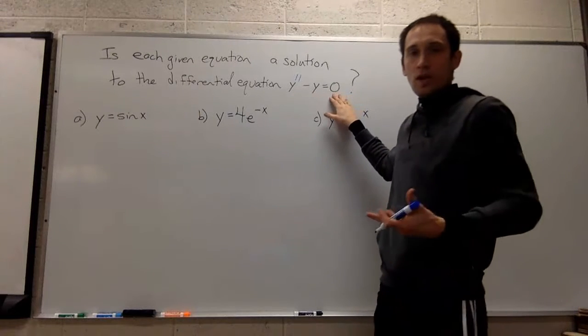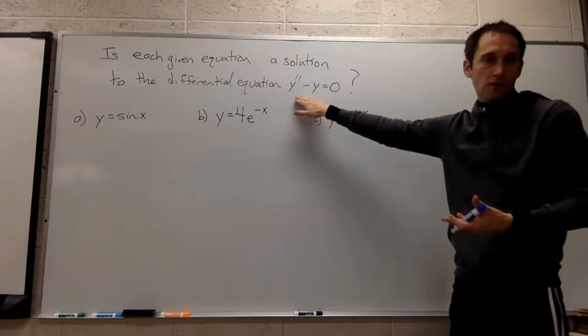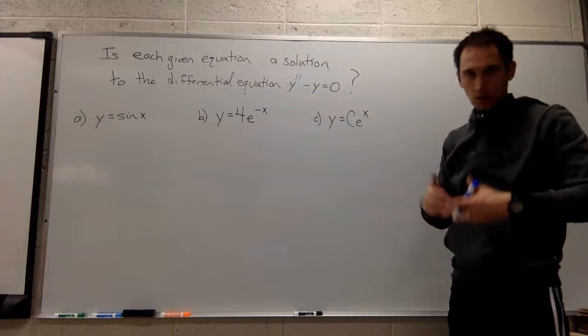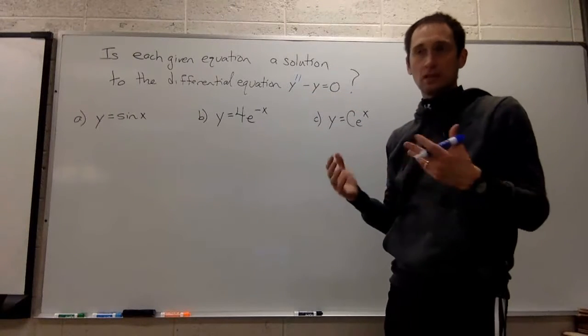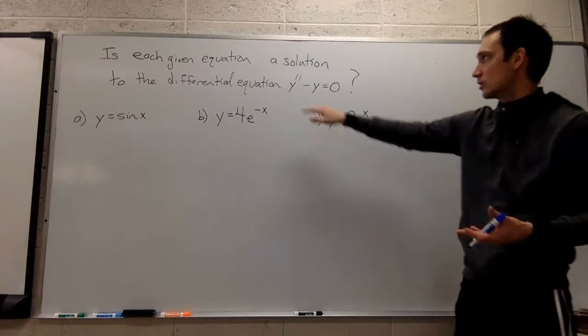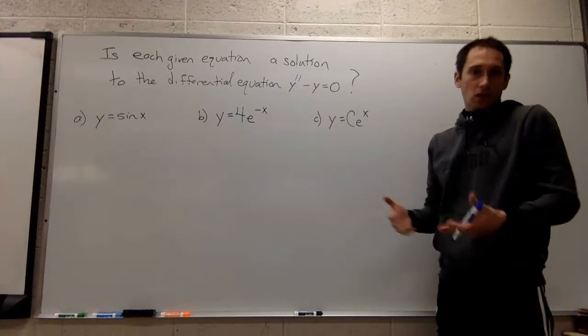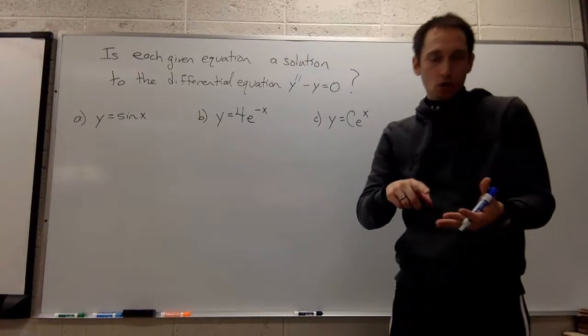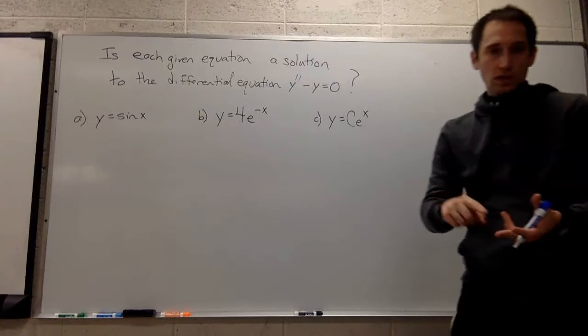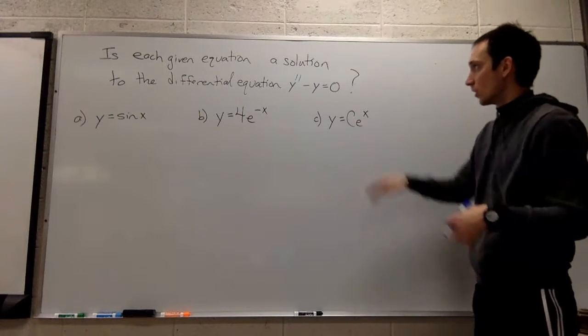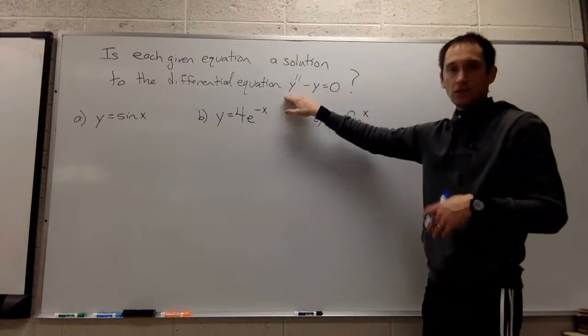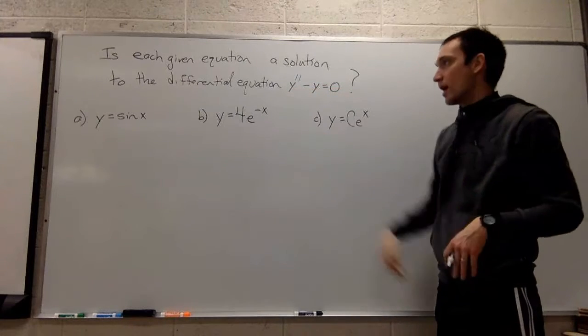It's a differential equation because the equation itself involves a derivative of some sort. That's all it takes to be a differential equation, is the equation needs to involve a derivative term, whether it's y prime or y double prime or dy dx, something like that. So this is a differential equation because it involves a derivative term, y double prime.